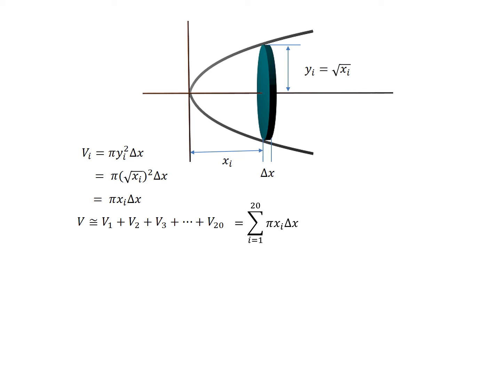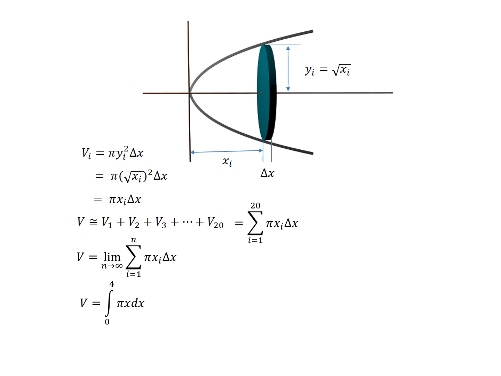delta x. And what's going to happen is as we take more and more disks that are thinner and thinner, we get the actual volume as a limit of these Riemann sums. And that becomes a definite integral. Recall that x is going from 0 to 4. You can also note that the pi x sub i delta x became pi x dx.